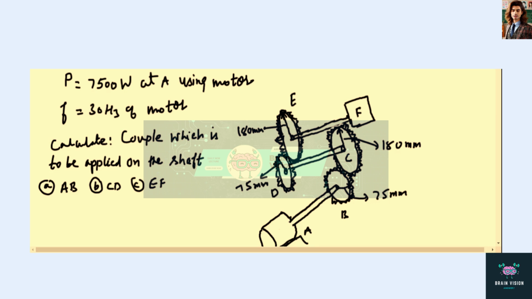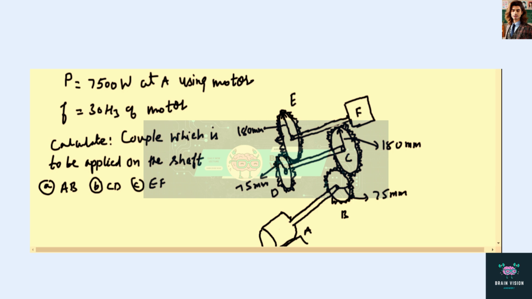Hello friends, as shown in the figure, there is a system of 4 gears and 3 shafts, used to transmit the power of 7.5 kilowatt, that is 7,500 watt, by using the motor at A. The frequency of the motor is given as 30 Hz. We have to calculate the couple which is to be applied on the shafts AB, CD and EF. Let us start solving it.